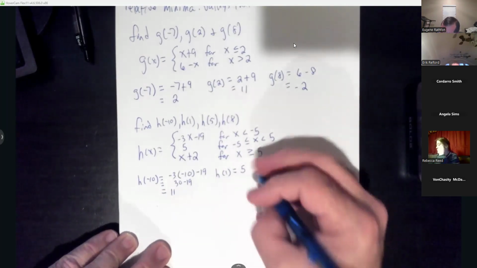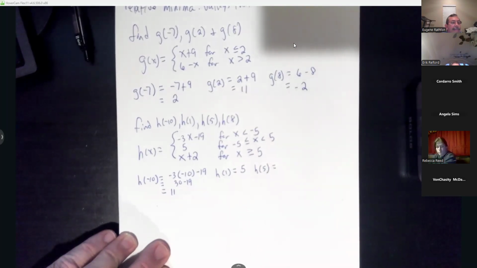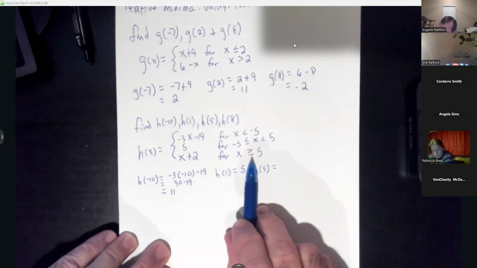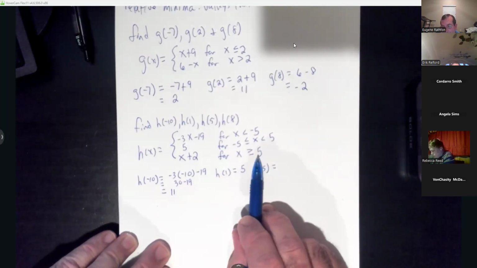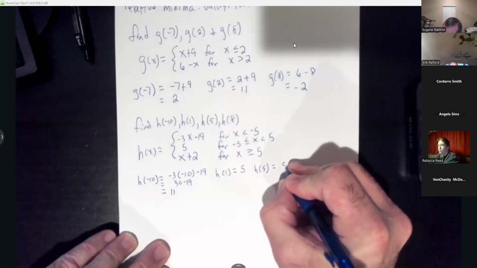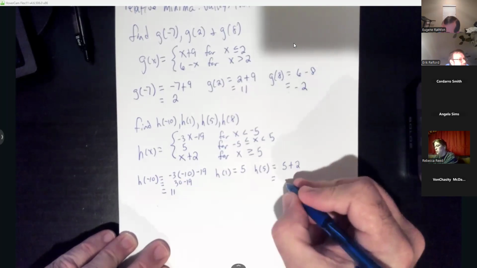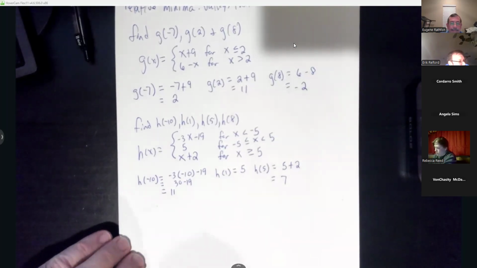Which one would y'all use for h of 5? Well, y'all got third one, good job. Because 5 is equal to 5. So I would use the x plus 2. So I'm going to put in a 5 for the x. And y'all, 5 plus 2 gives us a 7.